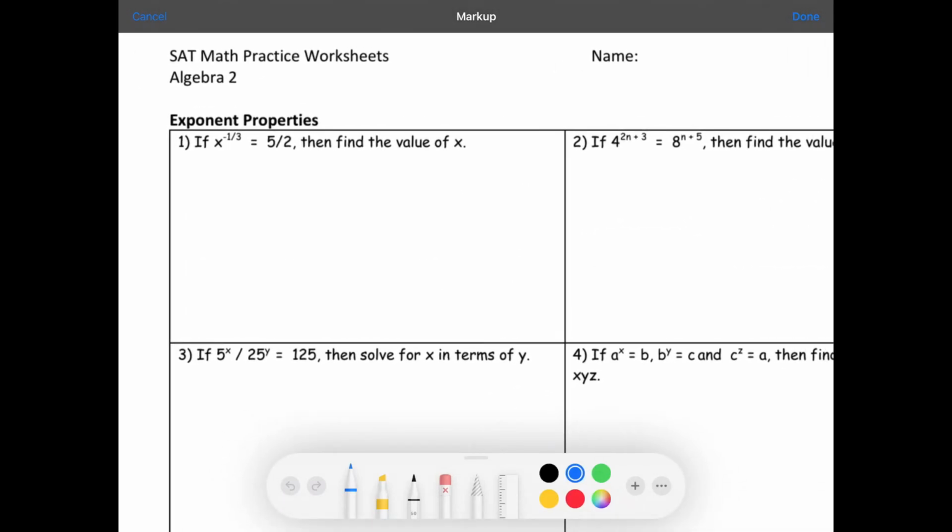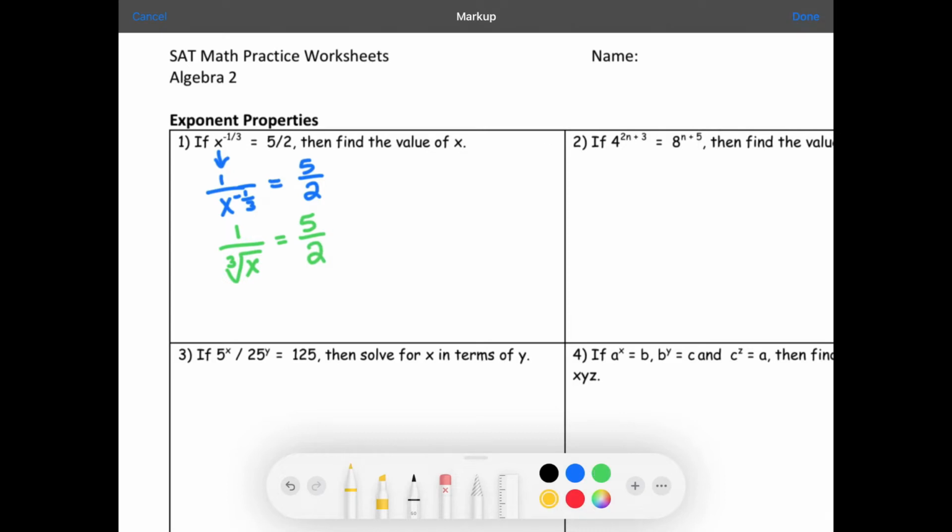So, exponent properties. First thing you remember, if the exponent is negative, you put it under a 1. So this would be 1 over x to the 1/3 power. I don't know why I wrote the negative down there. It shouldn't be there. So that's equal to 5 over 2. When you have the 1/3 power, that's the same as taking the cube root of x to the first power. So 1 over the cube root of x equals 5 over 2.